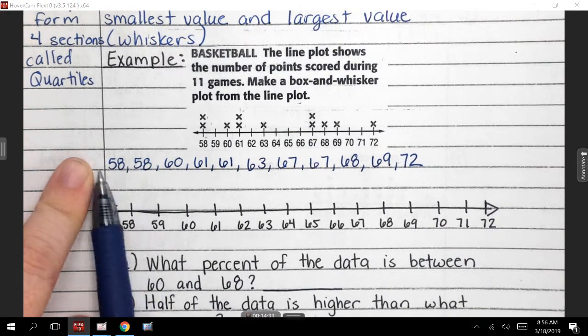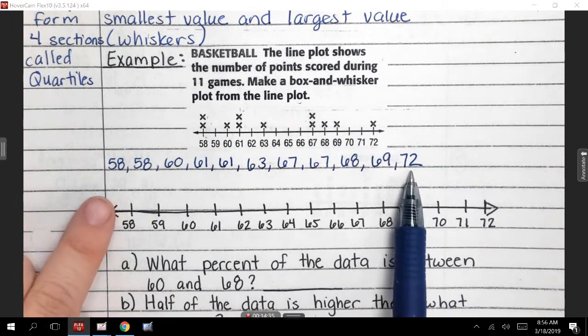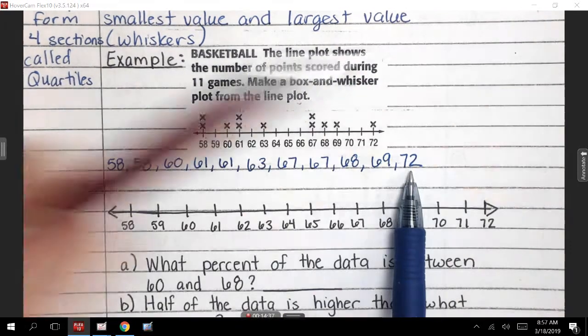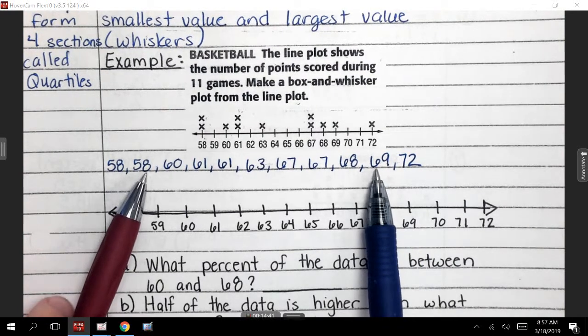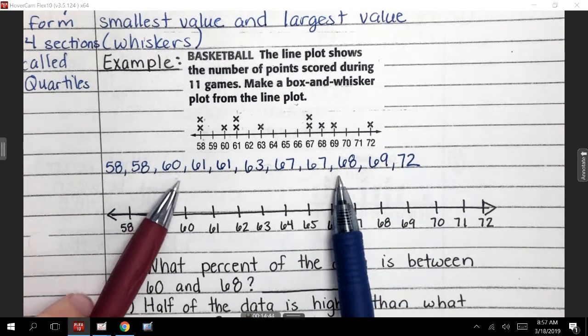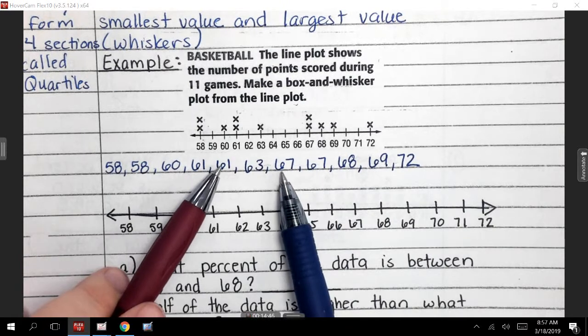All right, so when I look at this, to find the median, I'm going to start on the outside. And some people have said it's easier to use like 2 pens or markers. So starting on the outside and working my way in. So what do I get as my median?